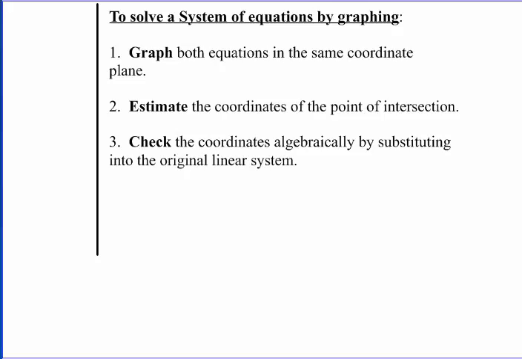How do you solve a system using graphing? It's very short. You could probably shorten it even more. First, graph both equations on the same coordinate plane. Okay, so you're going to graph both lines. One graph, 2 lines. Second, you're going to estimate the coordinates of the point of intersection.